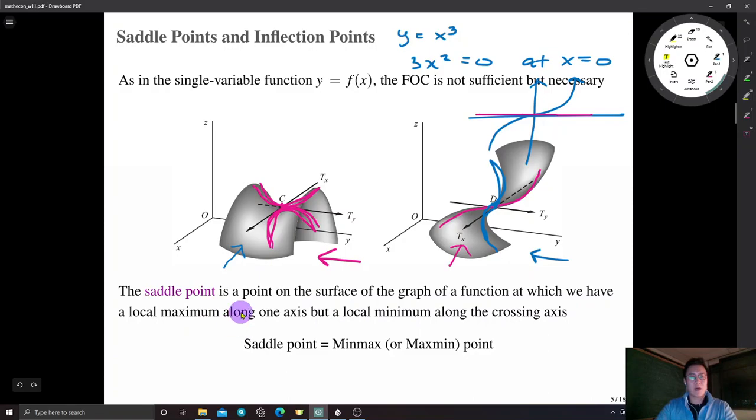So one salient feature of the saddle point is, depending on the angle, we can regard this point as a local max or local min. So that's why we often refer to the saddle point as a min-max point, or max-min point. It can be seen as a maximum from one angle, but from the other angle can be seen as a minimum.